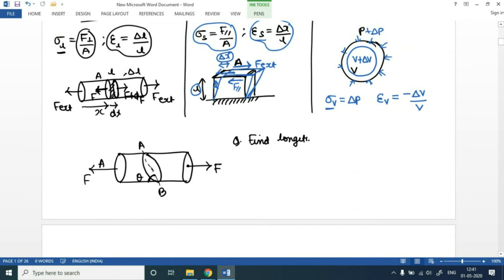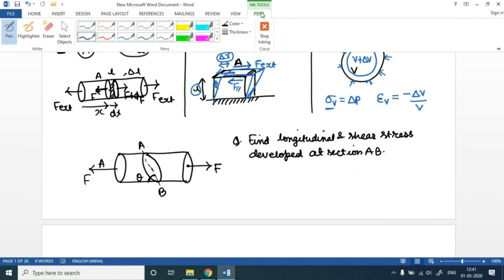the longitudinal and shear stress developed at section AB. Developed at section AB. So I hope that is a simple question.